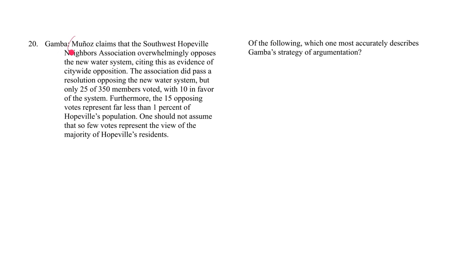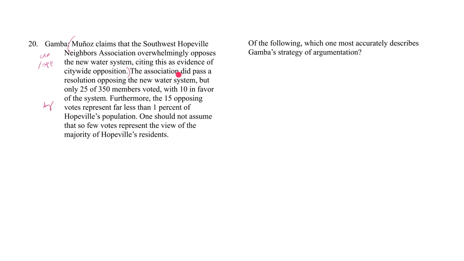So Gamba speaks, pretty classic opening with other people's claims, right? Munoz says claims. Southwest Hopeville Neighborhood Association, okay, that's a mouthful, homeowner association, I suppose, overwhelmingly opposes the new water system, citing this as evidence of citywide opposition. Okay, so that's the end of other people's position, right? Which we call context. And I'll say this every time: context is super important, right? Context, other people, because it almost always serves as the referent for some referential phrasing in the author's argument below. Okay, so Gamba is about to make her argument. In her argument, it's almost certain that she's going to reference Munoz's claims. All right, so let's take a look.